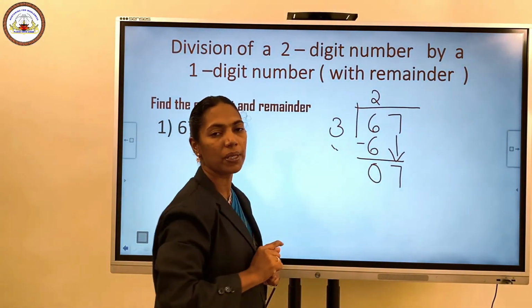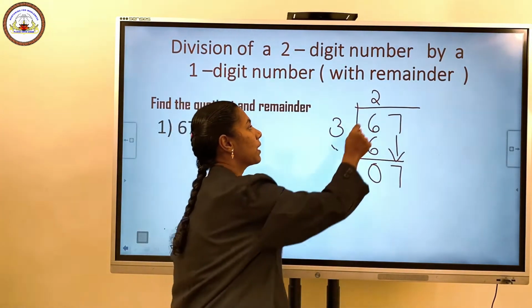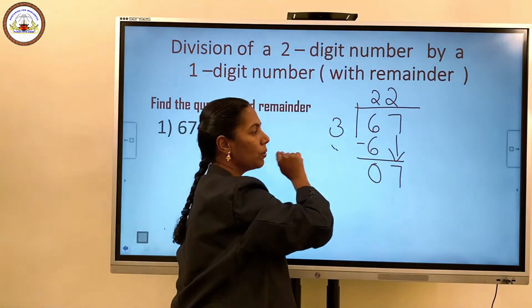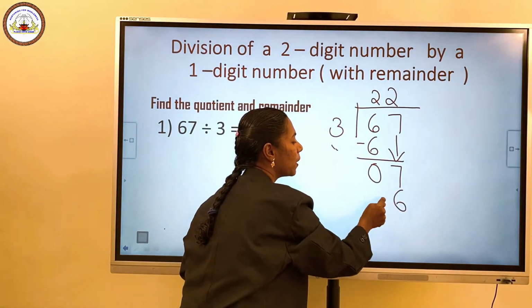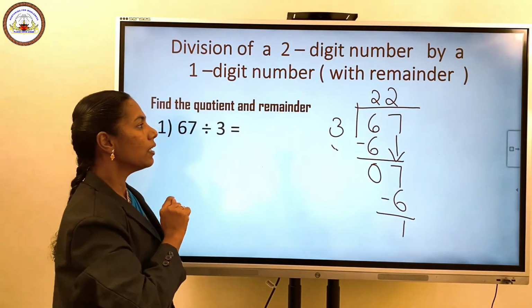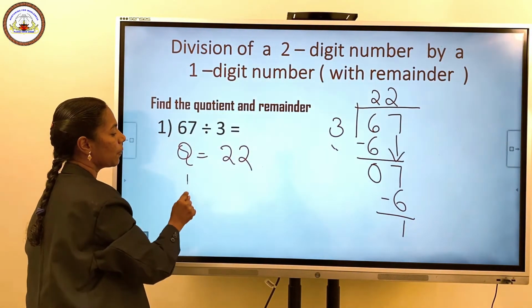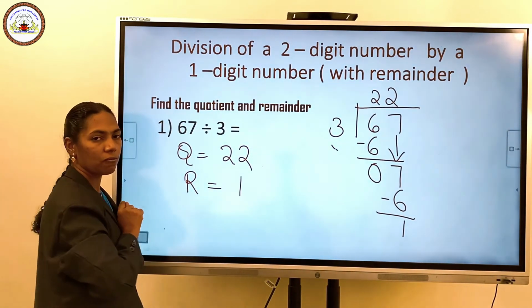In 7, how many tens are there? 3? Yes, 2 tens. Only 2 tens. So write 2. Answer right below this 7. Now subtract 7 minus 6, 1. Here quotient is equal to 22. Remainder is equal to 1.